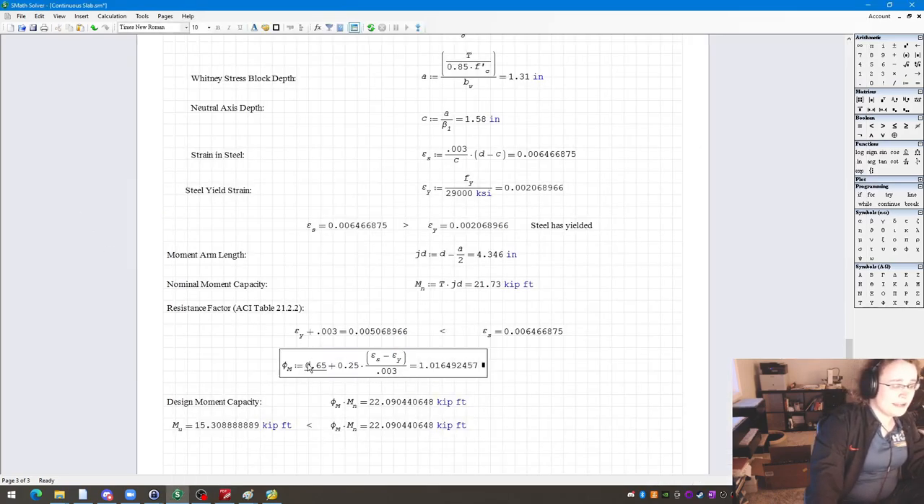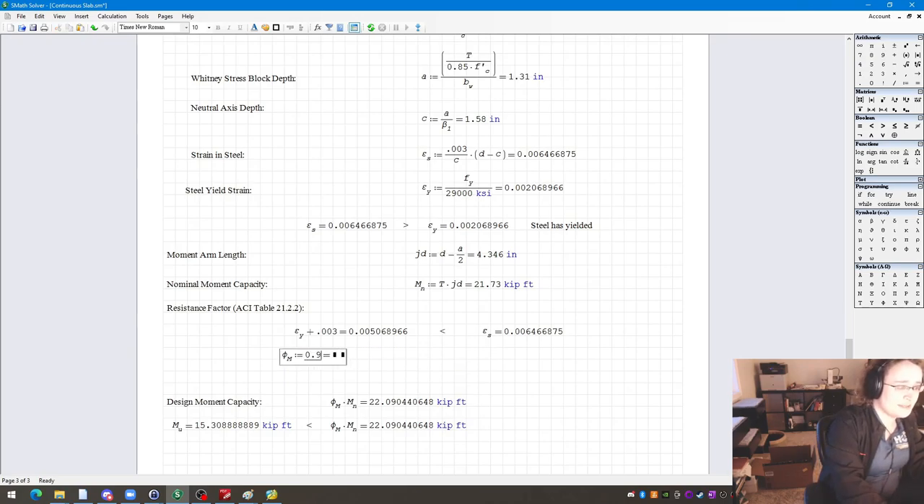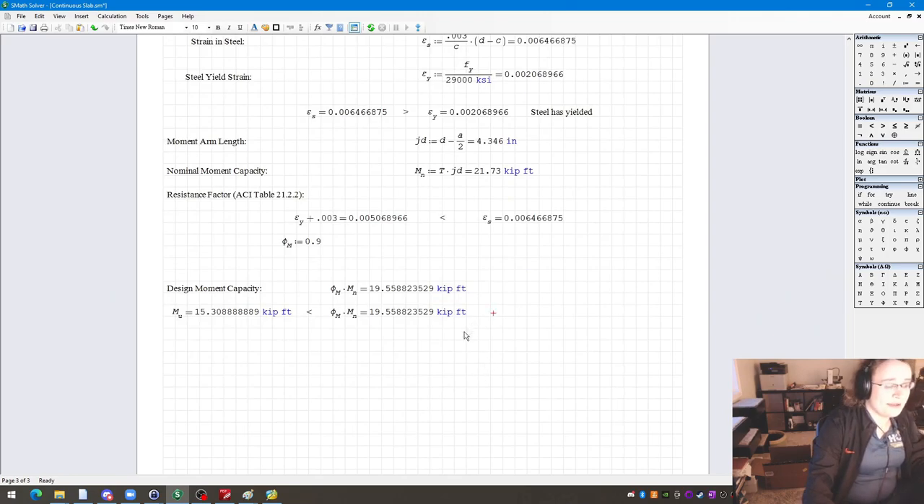So our phi, which I have dubbed phi sub m because that's for moment, just to separate out the moment and the shear phi factors, will just be equal to 0.9. And thus, we have a phi Mn. When we multiply the nominal moment capacity times phi, we get 19.56. And then finally, we can look at the moment capacity. 15.3 is less than 19.56, so that moment capacity is adequate. So our demand is less than our available supply. So yes, this moment capacity is adequate.